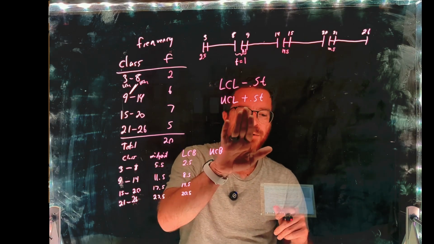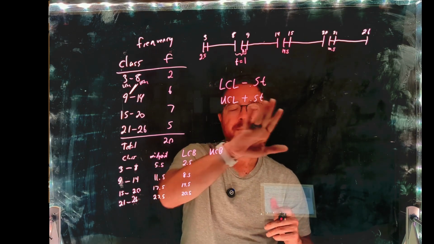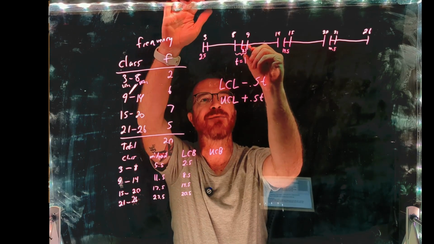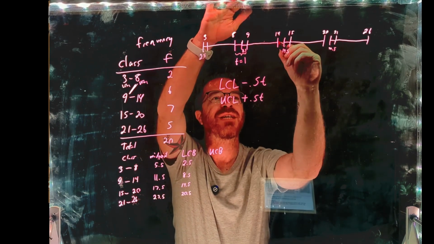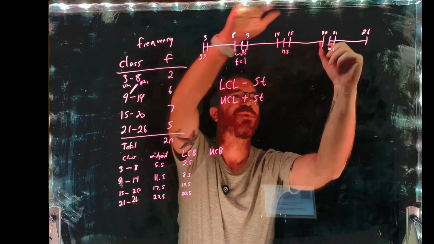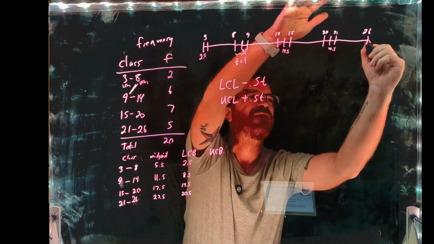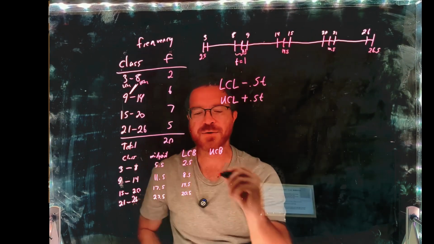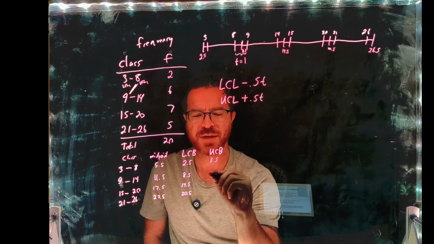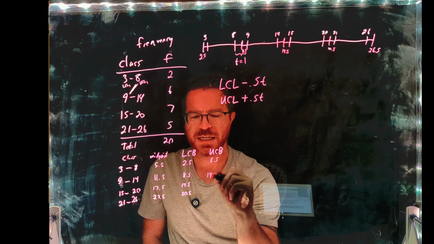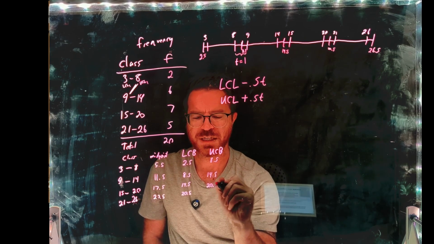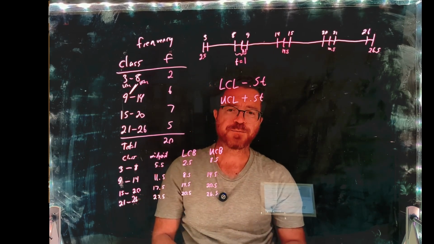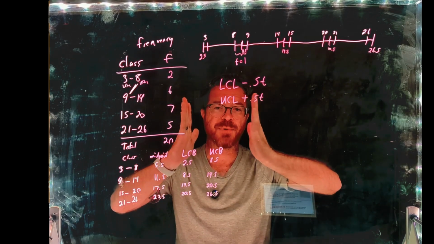Now with our upper class boundaries, we're going to add half of our tolerance. So for our first one, 8, we add 0.5 and get 8.5. For the second group, 14, we add 0.5, get 14.5, 20.5, and then for our last one, 26.5. So our upper class boundaries are going to be 8.5, 14.5, 20.5, and 26.5.